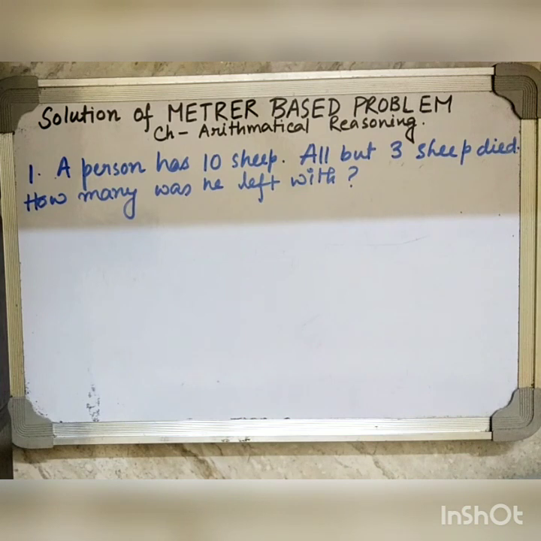So in the first question of the homework it was written, a person has 10 sheep, all but 3 sheep died. How many was he left with? Okay.